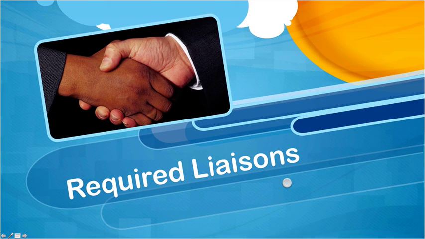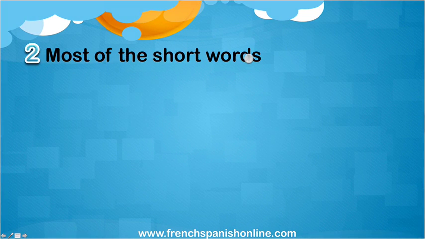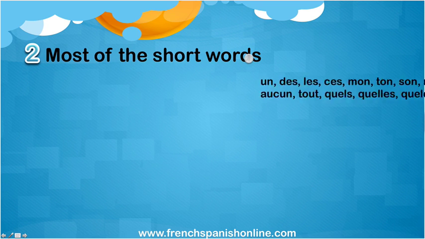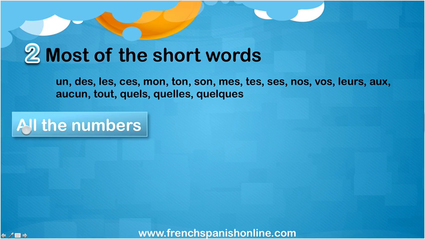Let's see now when liaisons are required in French. Most of the short words need a liaison. Words like un, des, les, c'est, mon, etc., etc. We are having a liaison with the following words here. It is also the case for all the numbers.